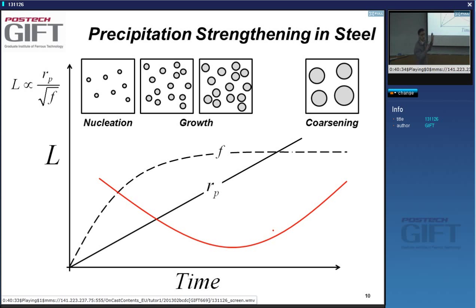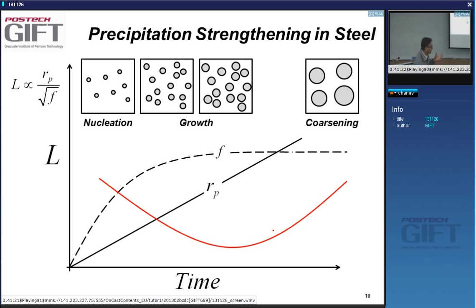Let's look at long times now, where the particles are coarsening. In this case, F has reached its saturation. F doesn't change anymore. So F is constant, and the only thing that happens to L is it increases because the radius increases. So here L goes down with time, and here L goes up with time. So it's clear that there's going to be a sweet spot where L is minimum, where we reach a dip, and then the coarsening causes L to increase again.